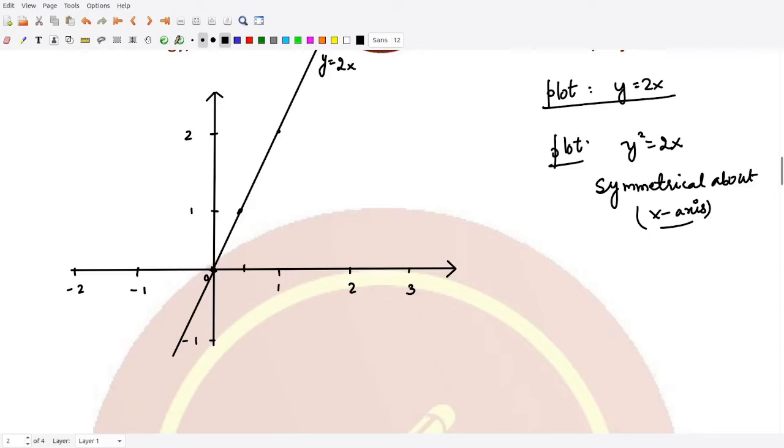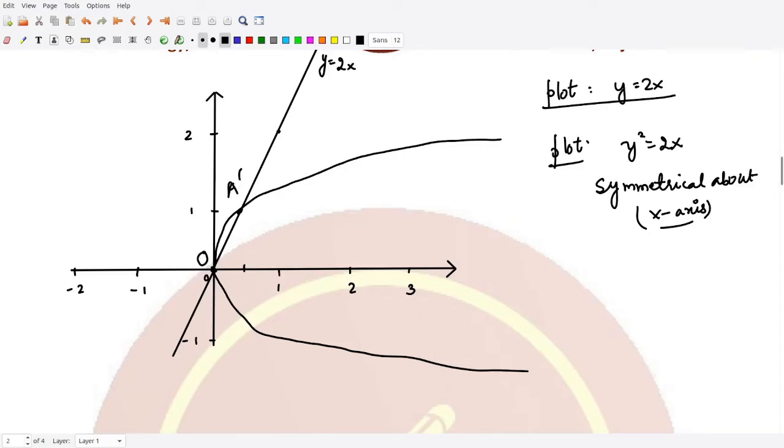So you could draw the parabola like this. Here it would go something like this. It would be more curvy, right? Something like this. And similarly on the opposite side it would be something like this, right? Something of this kind. So here let's call this point as O, this point as A, and the coordinates for this point are 1/2 comma 1, which is the point of intersection.